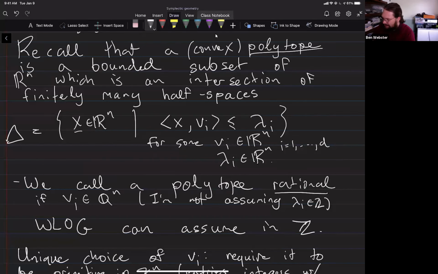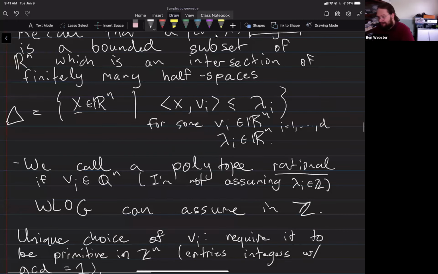So we have these linear inequalities of, I have a point in R^n and its pairing with some other fixed vector is less than some fixed real number. So all half spaces can be written that way, and everything of that form is a half space. So I have some list of v_i's, which are going to be normal vectors to faces of my polytope, and I have some lambda_i's that tell me exactly where those faces are.